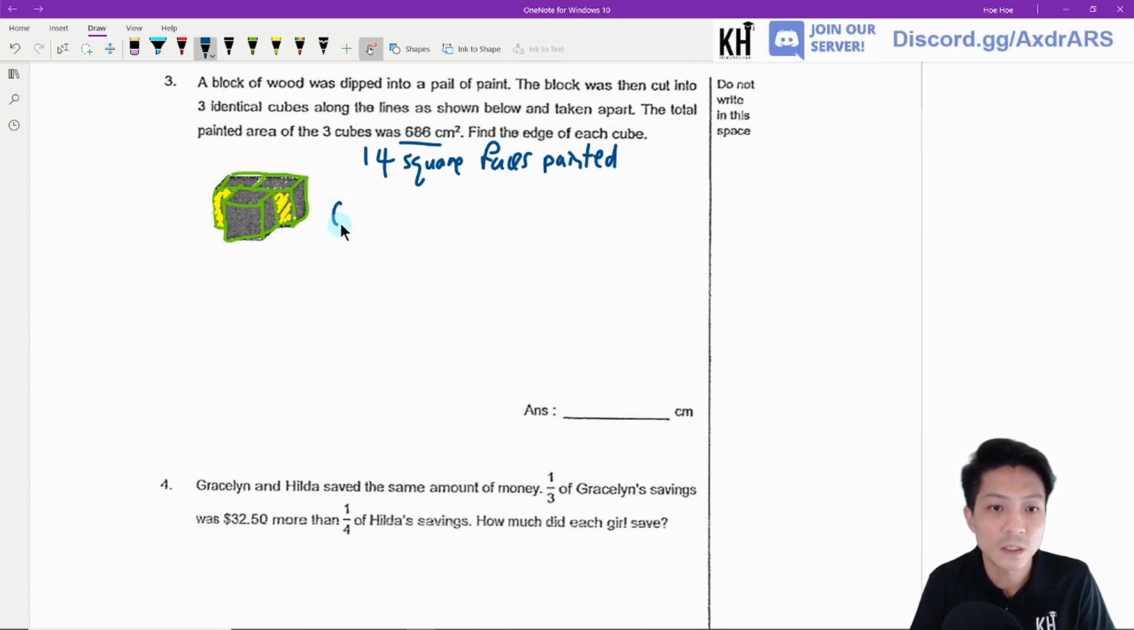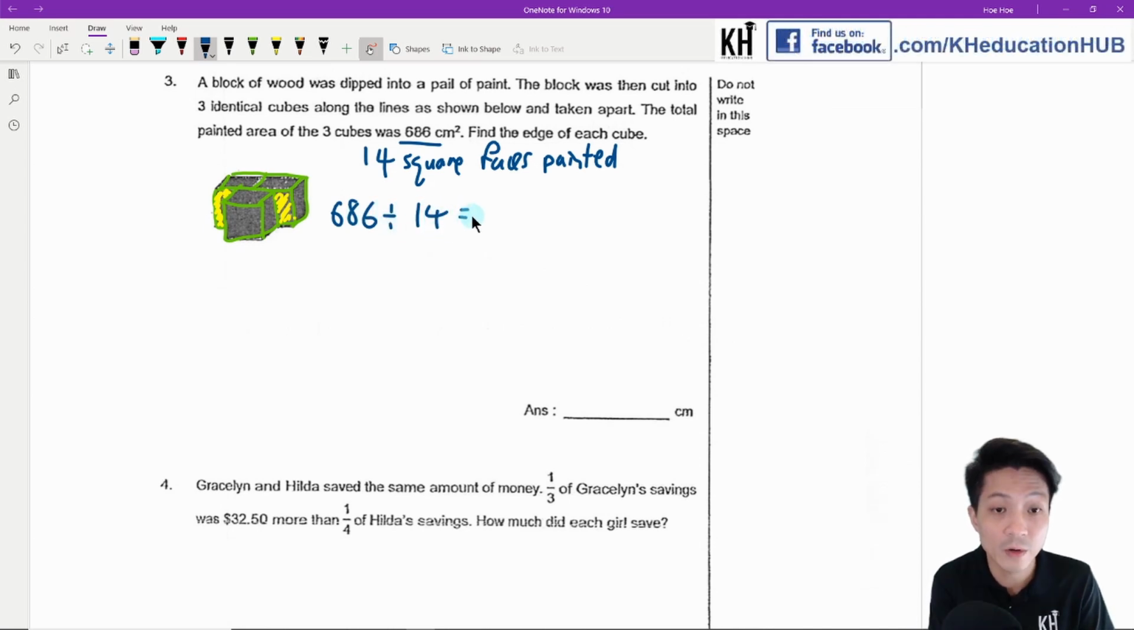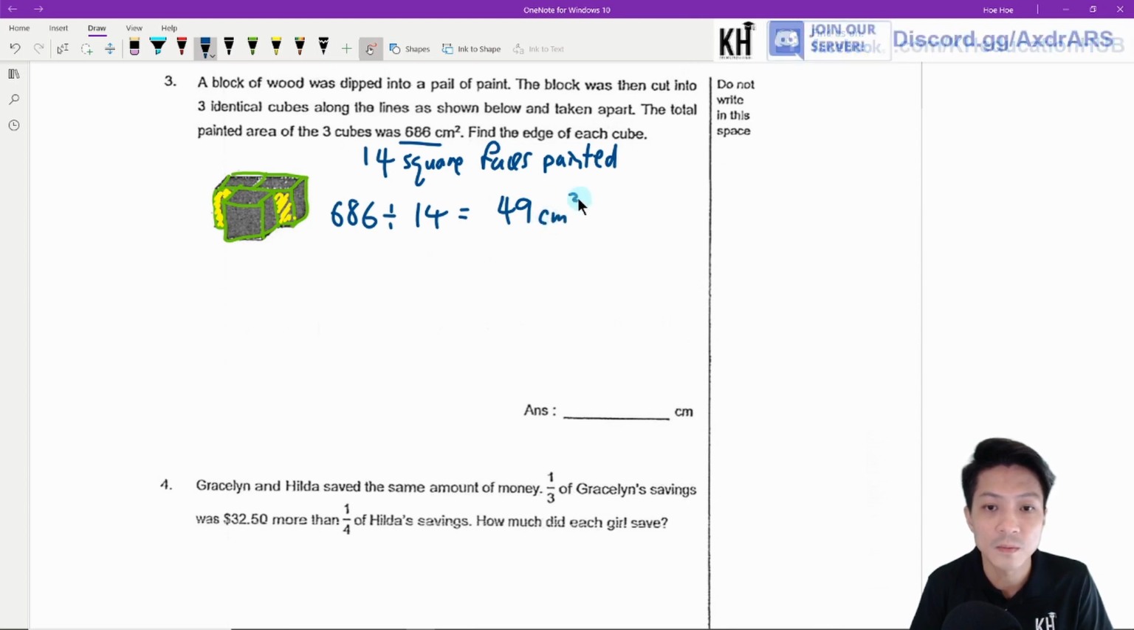So the first thing that we've got to do is use 686 to divide by 14, to find the area of one face. 686 divided by 14 is 49 square cm. So to find the edge of each cube, you just have to square root 49, which will give you 7 cm.